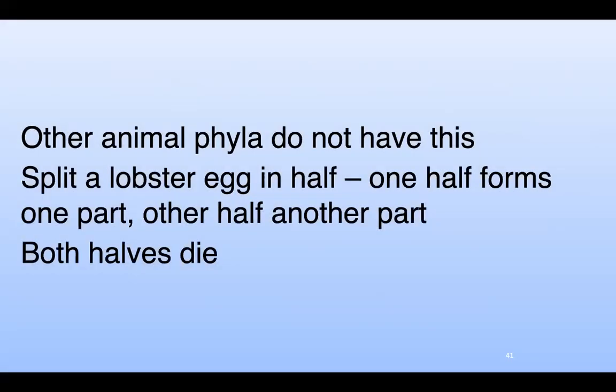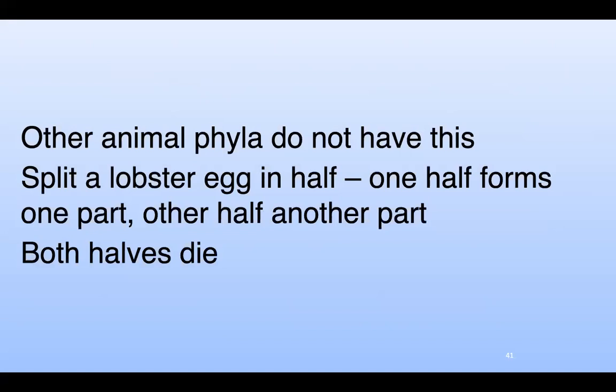Other animal phyla do not have this. For example, if you split a lobster egg in half, one half forms one part and the other half forms another part. And both parts obviously are going to die because they're not forming the full organism. So it's interesting if you think about what we understand about human biology, that a lot of times we apply that to all of the animals or all life, actually.